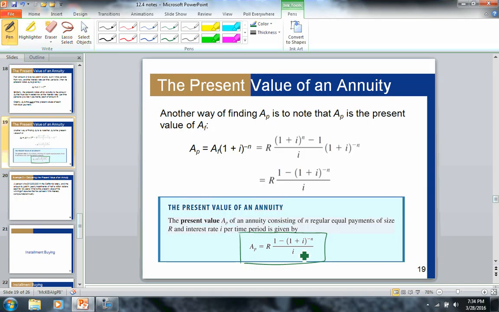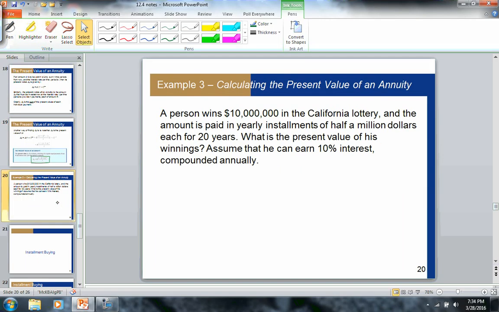So let's take a look at an example then that's going to use that. Here we have a person who wins $10 million in the California lottery, and the amount is paid in yearly installments of $500,000 each for 20 years. What is the present value of his winnings, assuming that he can earn 10% interest compounded annually?